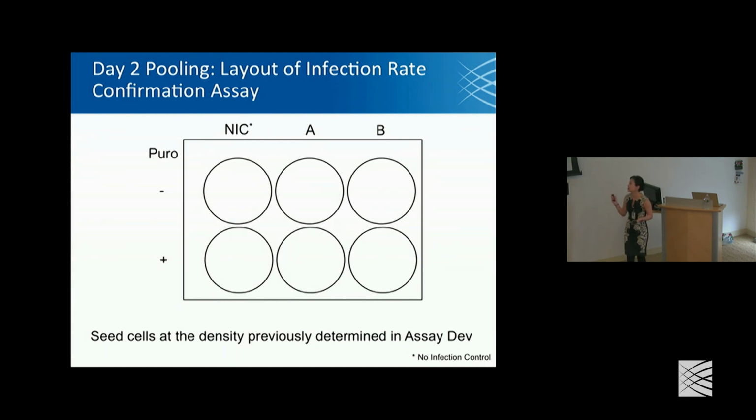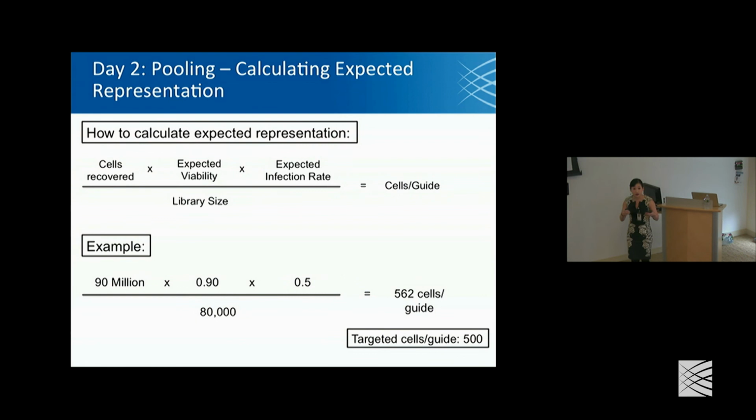It's really important. So the other thing you can do is you can also calculate on day 2 what your expected representation is. This is going to give you an idea of what to expect for your day 5 readout and lets you know if you're going to be okay to proceed with your passaging as well. So to calculate for that, you're going to take your cells recovered, multiply that by your expected viability and your expected infection rate, divide that by your library size, and that will give you your cells per guide. So if we're expecting a 90% viability and a 50% infection rate, we should be getting 562 cells per guide. And remember, our target cells per guide was 500, so that puts us in a very good place.